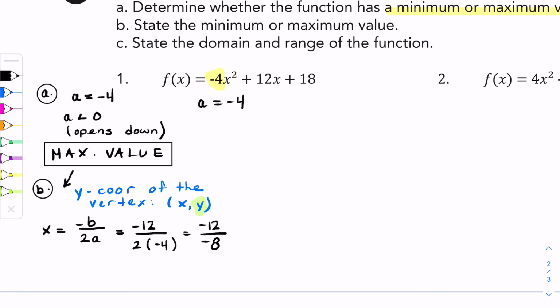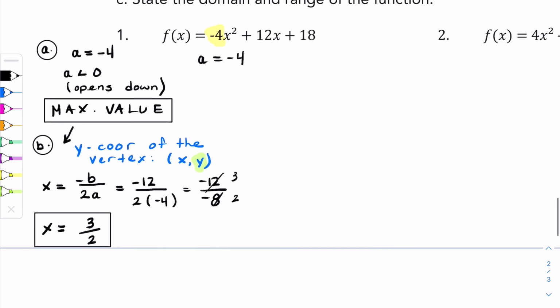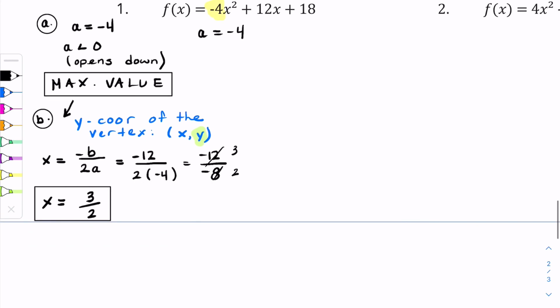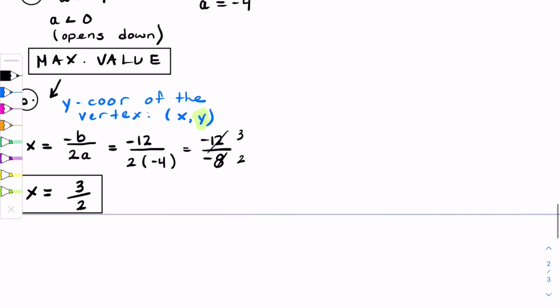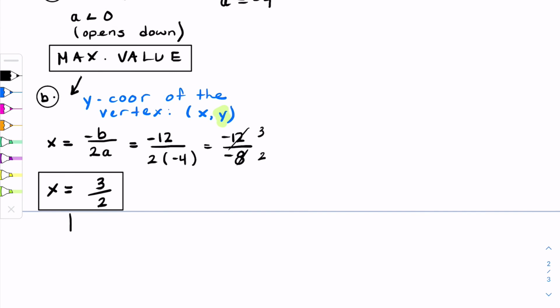This does simplify to a fraction. It's going to simplify to x equals 3 over 2. 4 goes into 12 3 times. 4 goes into 8 twice. Because we have a negative in the numerator and the denominator, it simplifies to a positive value. Now that we found the x-coordinate, we need to substitute that back into the original equation and solve for y.